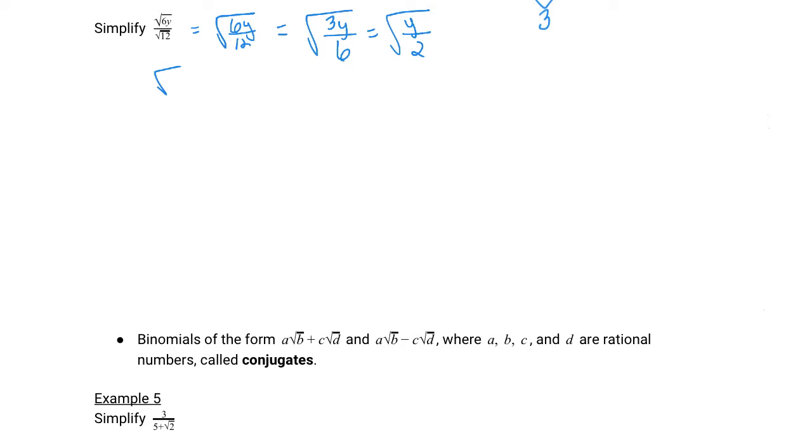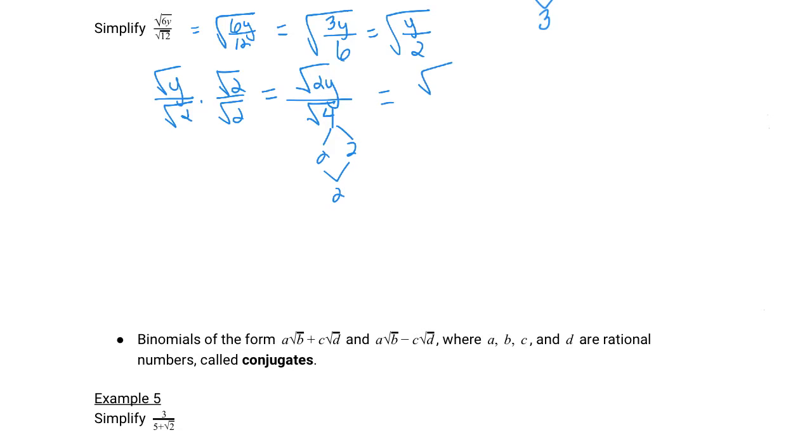Now I can split that back up into two radicals, the square root of y over the square root of 2. And just like before, I'm going to multiply the top and the bottom by the radical in the denominator. The top is going to become the square root of 2y, which I can't simplify. 2 and y are both primes. And the square root of 2 times the square root of 2 is the square root of 4. Well, that's a perfect square. And I can rewrite this as the square root of 2y over 2.